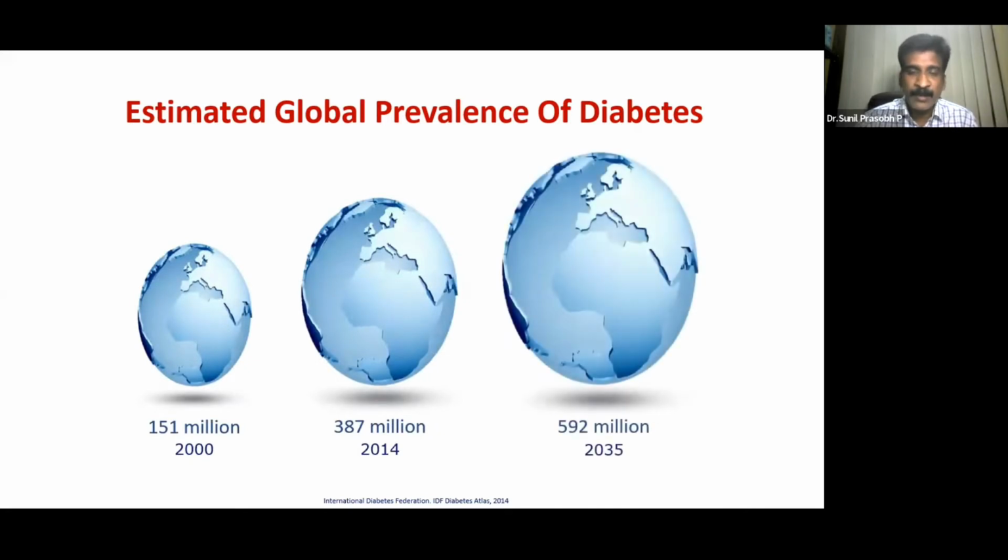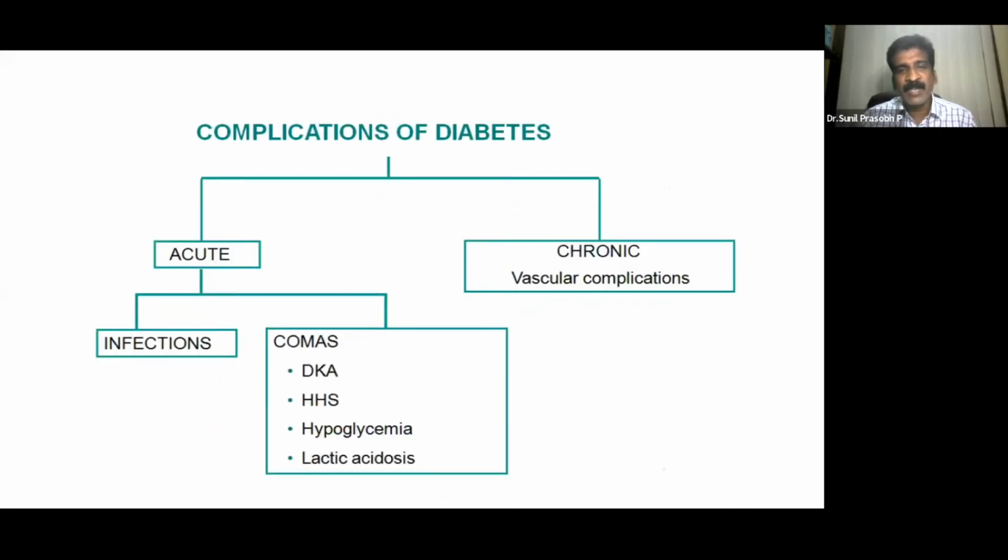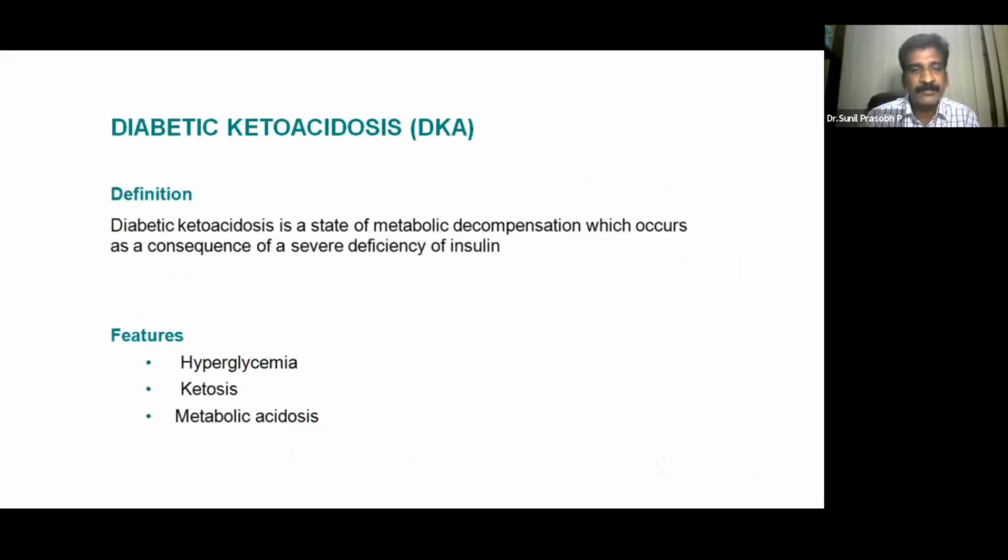It's just growing in epidemic proportions, such that we may have to face so many complications. And when it comes to the complications in diabetes, there are acute complications and there are chronic complications. When it comes to acute complications, the most important ones are the infections and then the hyperglycemic emergencies. The hyperglycemic emergencies are diabetic ketoacidosis, hyperosmolar hyperglycemic syndrome, hypoglycemia, and lactic acidosis. Hypoglycemia will be dealt with by Dr. Aravinda. Now, coming to diabetic ketoacidosis.